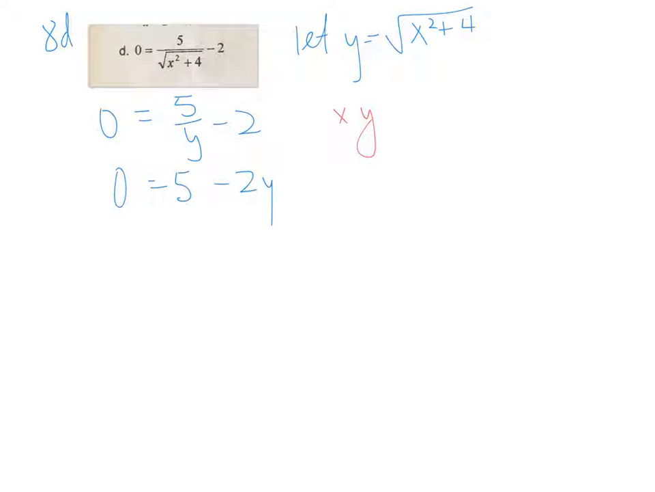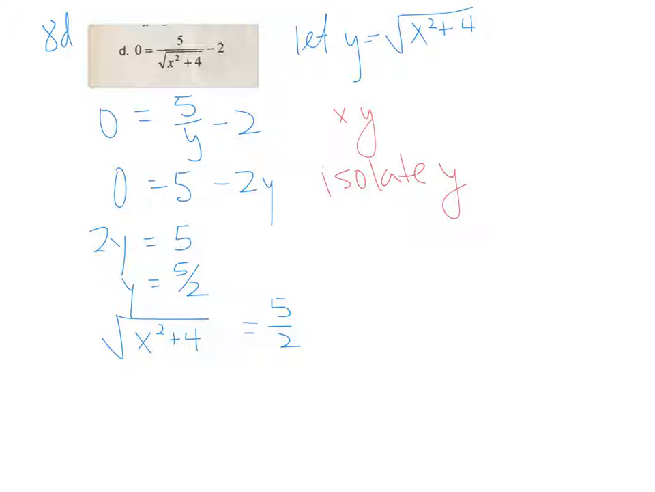Multiplying through by y cleared the denominator, so I'm not dealing with fractions anymore, so now I'm going to isolate y. Isolating y, I end up with y equals 5 halves. Now I'm going to put our original y with the x in, the square root of x squared plus 4, and put that back in for this y. Putting my y back in as the square root of x squared plus 4, now I'm going to solve this equation.